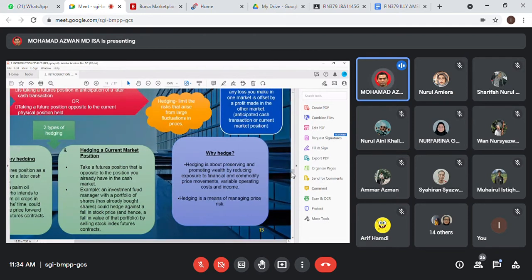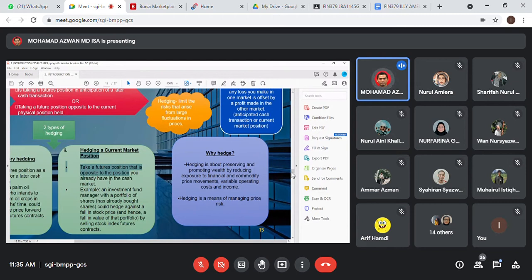Okay, and then we have also current market position. Ni sebenarnya sama je. Tapi kita panggil dia portfolio hedging. Okay, portfolio hedging, where you don't have any intention to sell or buy, but you just want to protect your position, especially your stock market position.